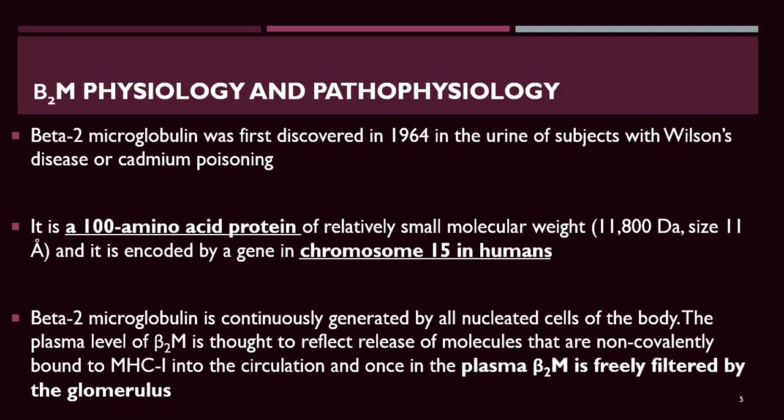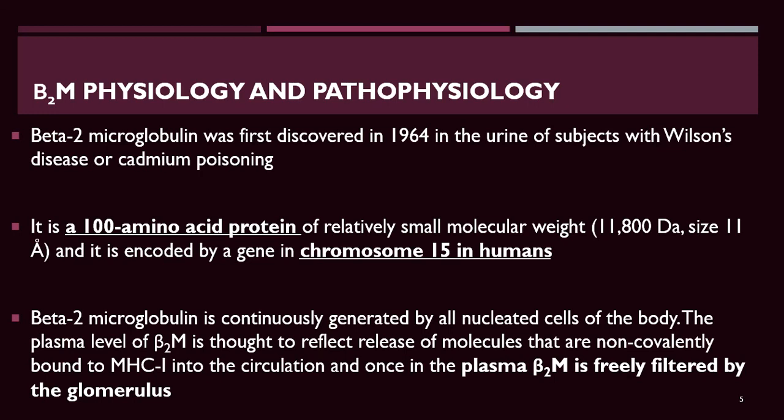Beta 2 microglobulin was discovered very early, in 1964, in the urine of subjects with Wilson disease or cadmium poisoning. It is a 100 amino acid protein of relatively small molecular weight, 11,000 daltons, and it's encoded by a gene on chromosome 15 in humans.